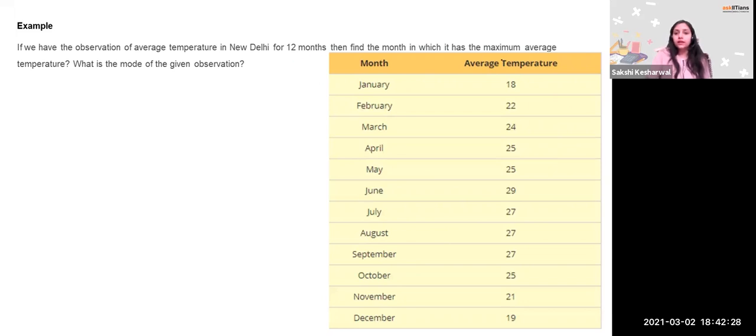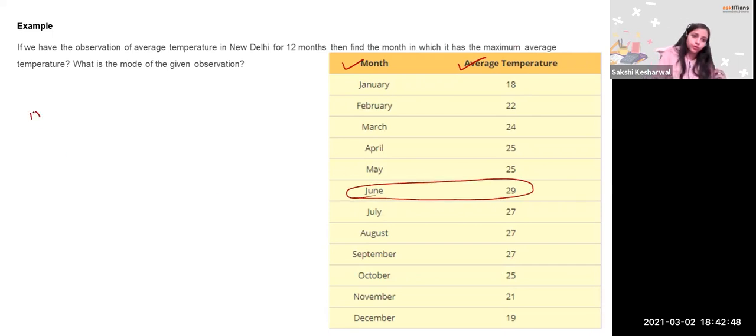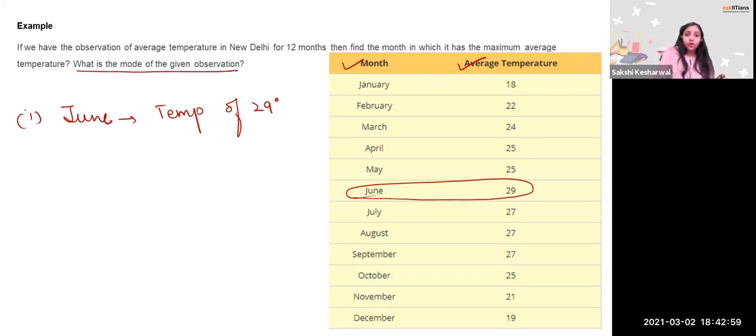Now, see over here, what does the question say? For Delhi for the 12 months, find the month in which it has the maximum average temperature. So this is the month and this is the average temperature. It's already given to you, right? Now you just see which month has the maximum. You see that June has the maximum, yes or no? So your first part is what, beta? June, right? June has a temperature of what, beta? 29 degrees, right? Okay, now what is the mode of the given observations?